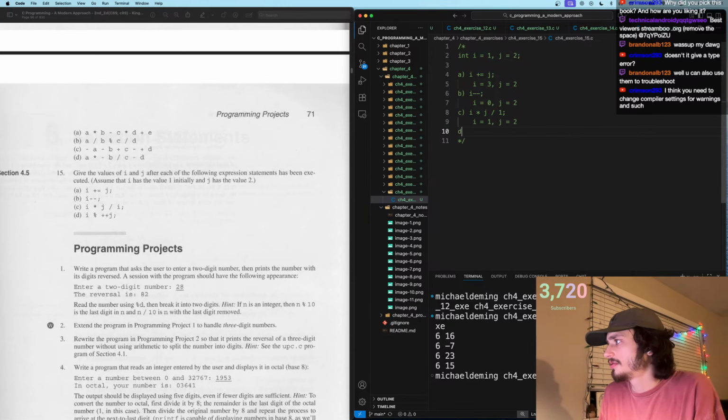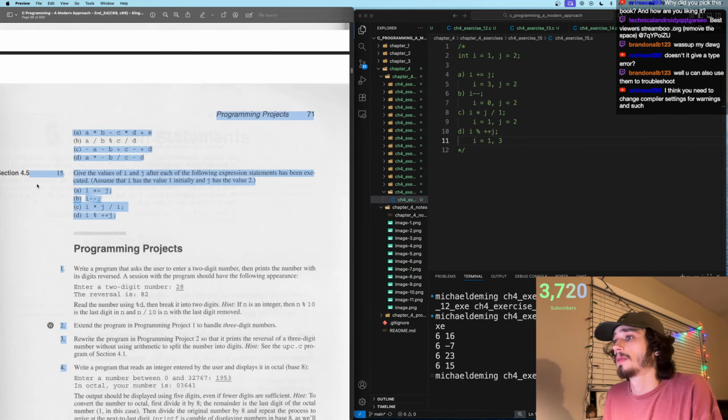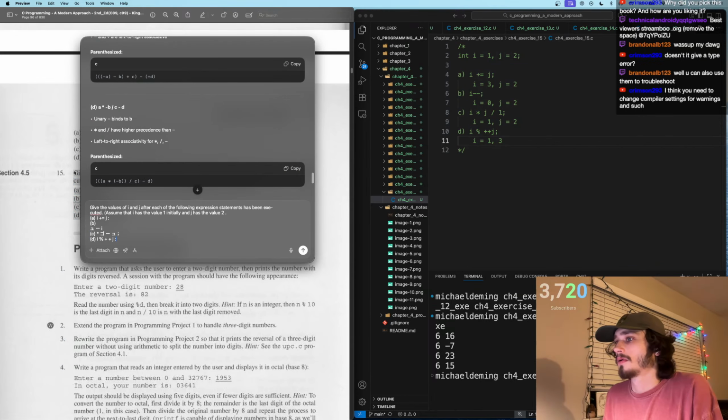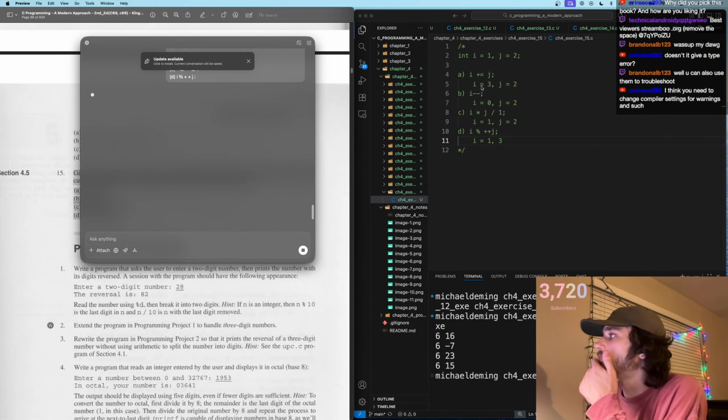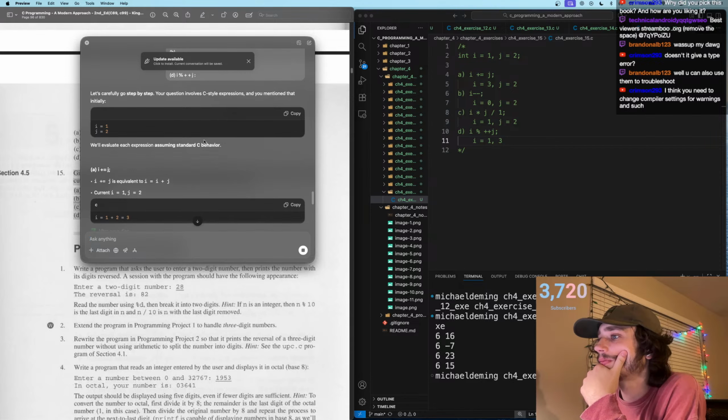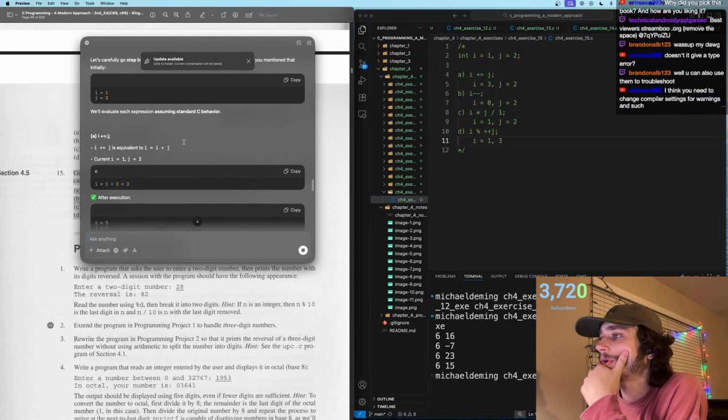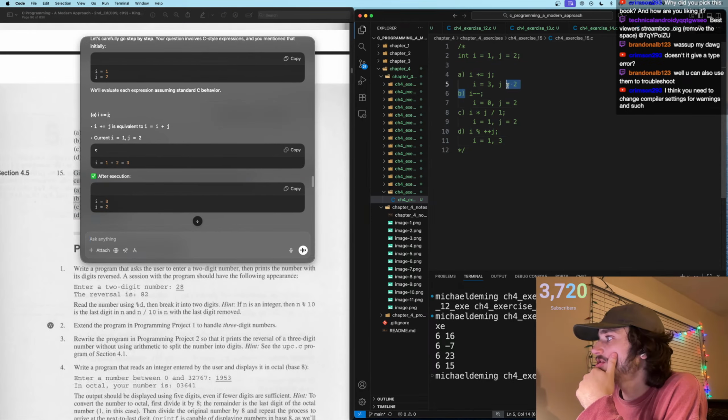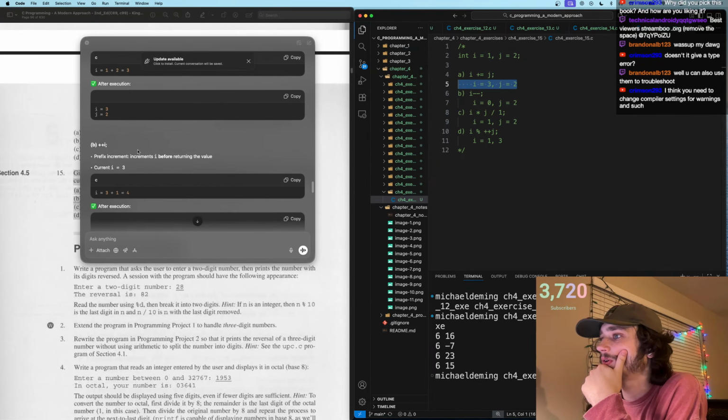So in this one, D, I mod plus plus J. This would give us I is equal to 1 still. And then J would go incremented to the value of 3. So after execution, I would be 3, J is 2. Perfect.